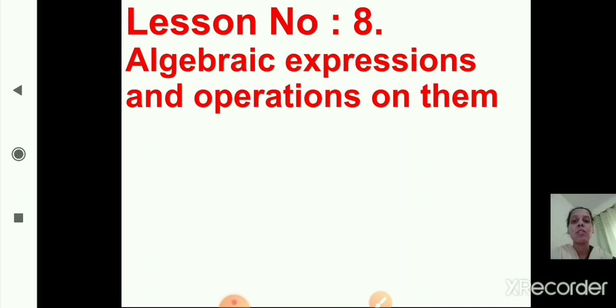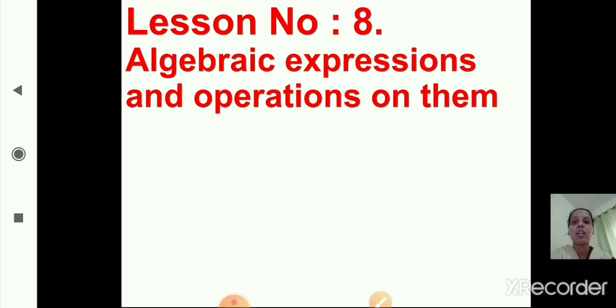In the previous session we completed practice set 33. In that we solved sums based on addition of algebraic expressions. Now today we will start with practice set 34. In that we have to solve sums based on subtraction of algebraic expressions. First I will explain how to do subtraction of algebraic expressions, then we will start with practice set 34.